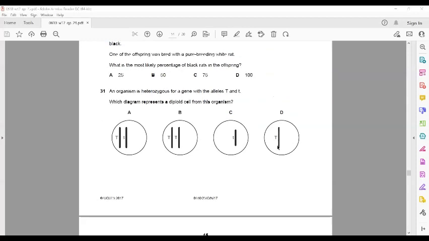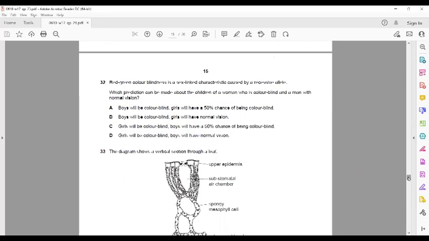An organism is heterozygous for a gene with the alleles capital T and small t. Which diagram represents a diploid cell from this organism? Diploid means that it should have two chromosomes, so C and D are wrong. It has two alleles, one of them dominant, the other small t. So A should be the answer, and B is wrong because both of them are capital T. So the answer is A.